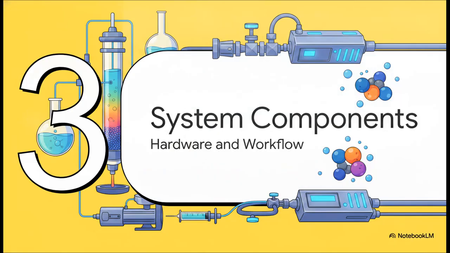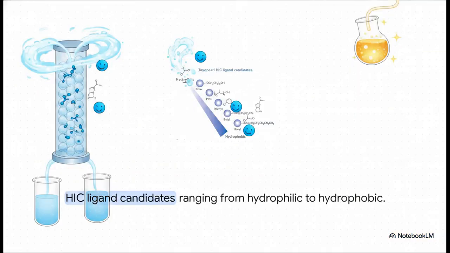Okay, moving right along to Section 3, System Components and Workflow. So what's actually inside the chromatography column? Well, we have our mildly hydrophobic stationary phase. Basically, the base resin is coupled with ligands, which you can see mapped out here from least to most hydrophobic. Up at the top, we've got our hydrophilic ethers, then we move down to moderately hydrophobic phenyl groups, and all the way down to highly hydrophobic butyl or octyl chains. And your choice of ligand is super important because it dictates exactly how much salt you're going to need.